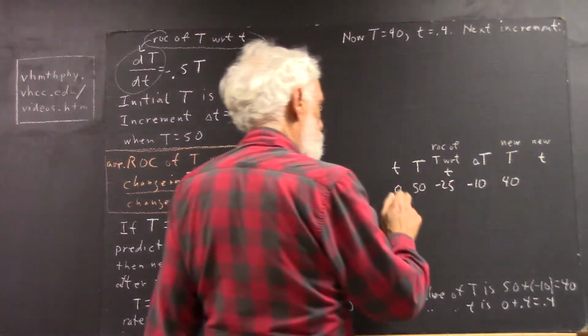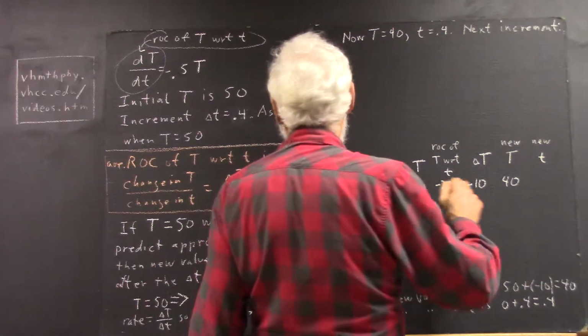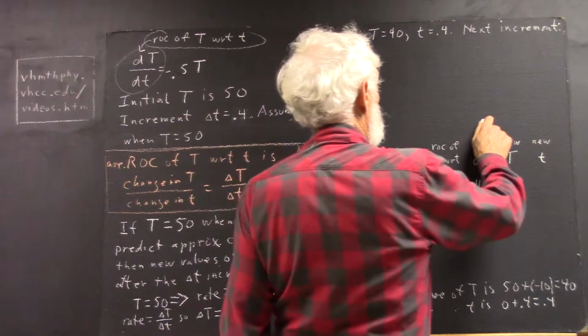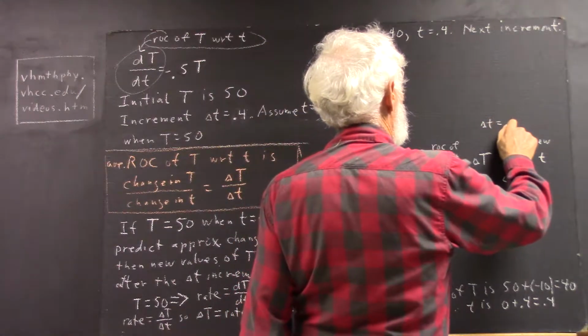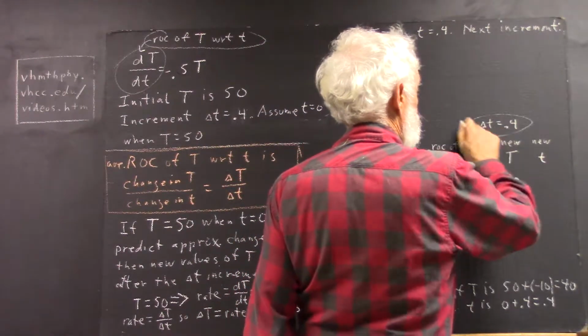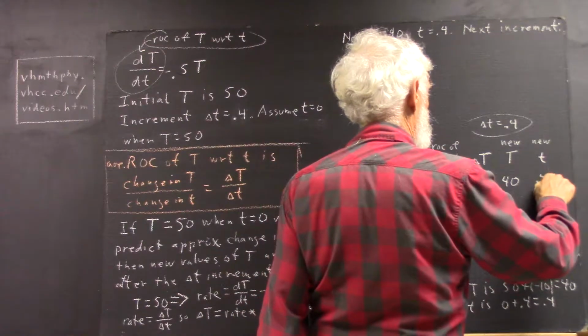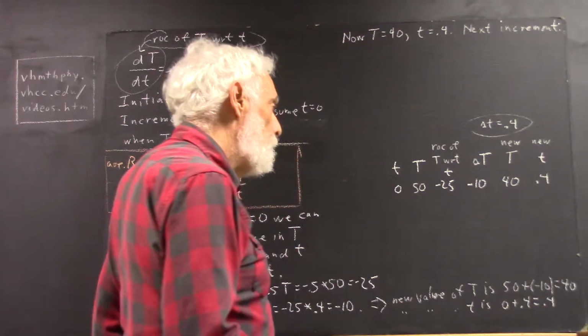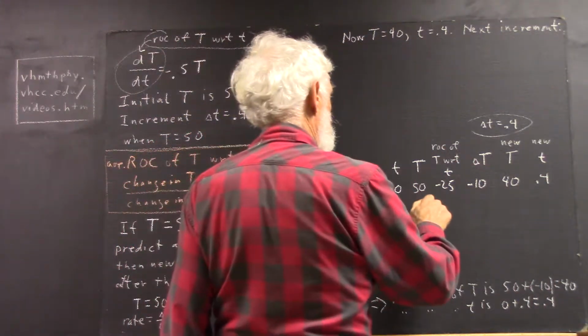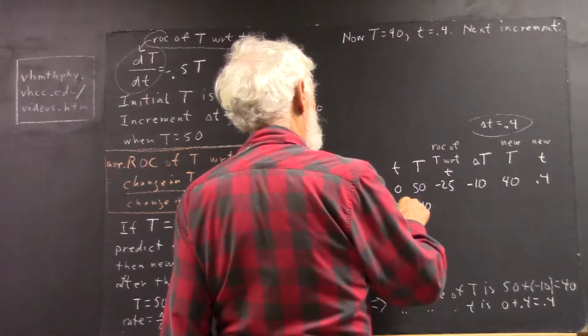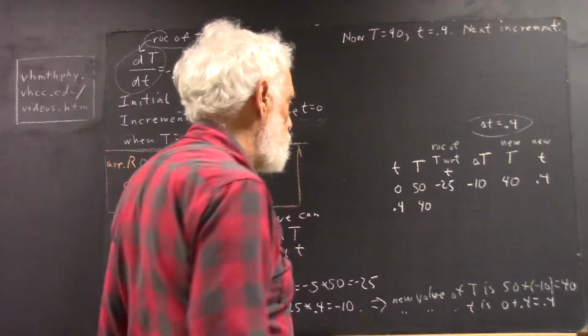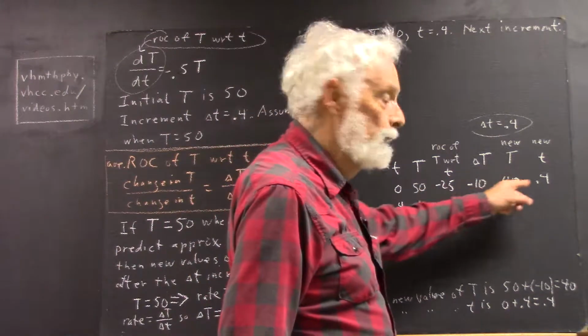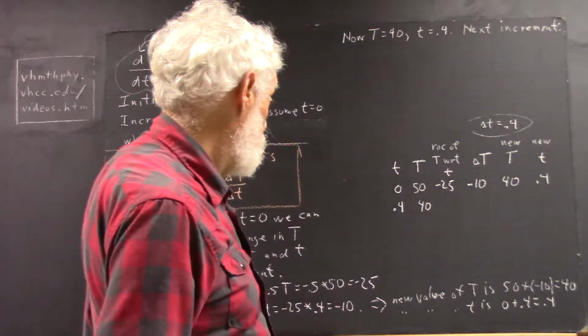Our new little t, it was 0, it always changes by 0.4, so we'll circle that. So that's going to be 0.4. So now our big T is 40, our little t is 0.4. What do we do next? Well, we just go across the row here and we calculate each quantity.